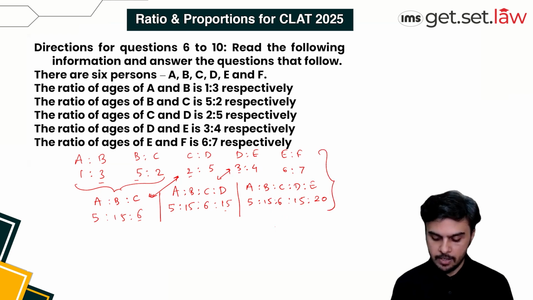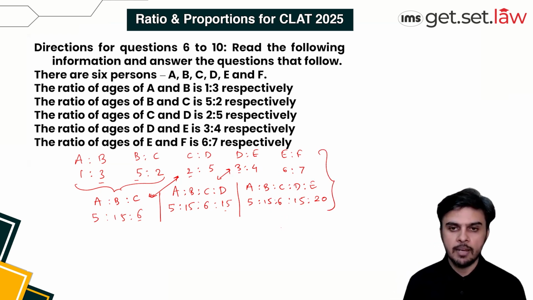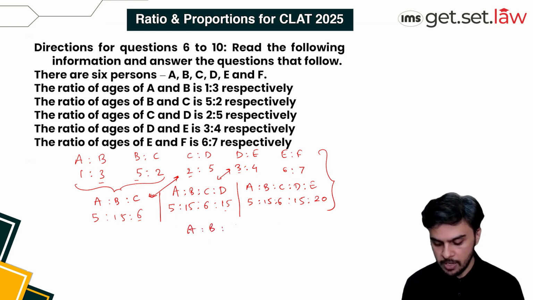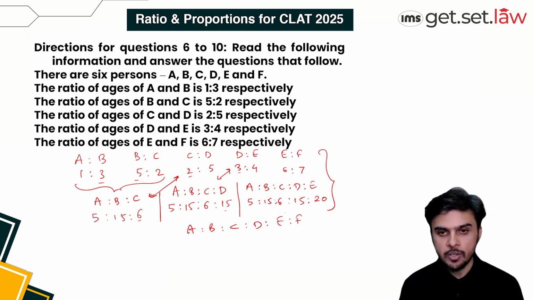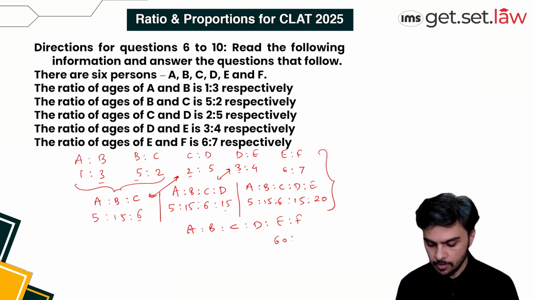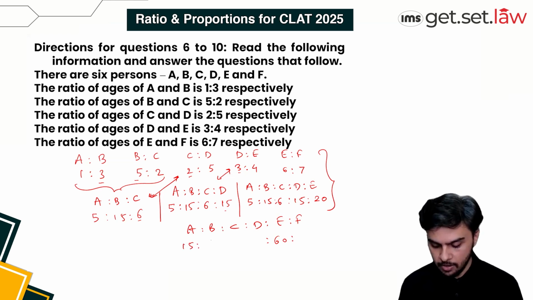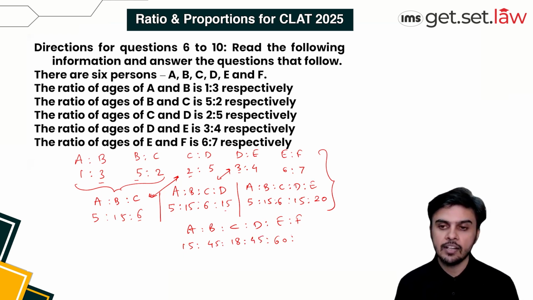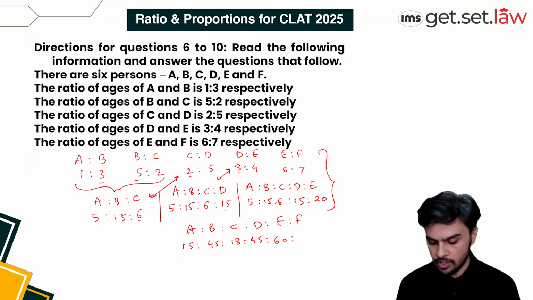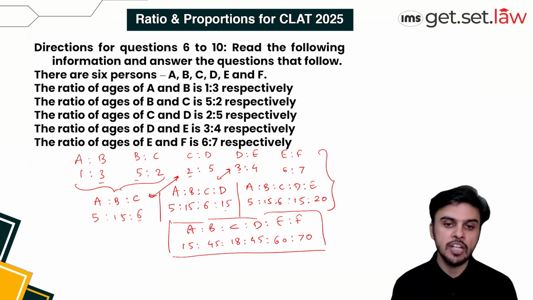And lastly, when we combine ABCDE with E and F, common element is E. So final ratio of ABCDEF: common element is E, 20 and 6. LCM is 60. 20 into 3 is 60. So 5 into 3, 15. 15 into 3, 45. 6 into 3, 18, 15 into 3, 45, and 6 converted to 60 means multiplied by 10. So 7 into 10 is 70. So the final ratio of ages of A, B, C, D, E, F is 15 is to 45 is to 18 is to 45 is to 60 is to 70.